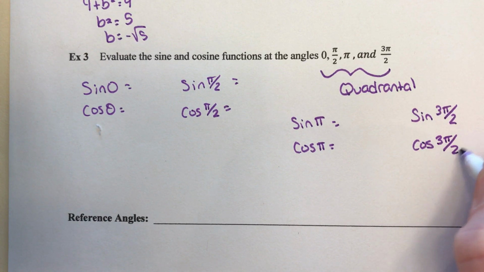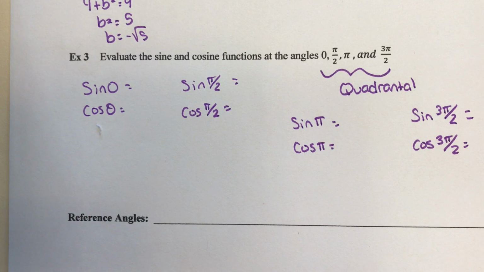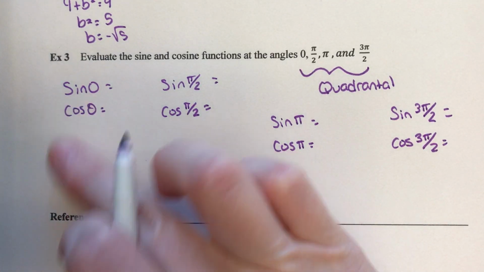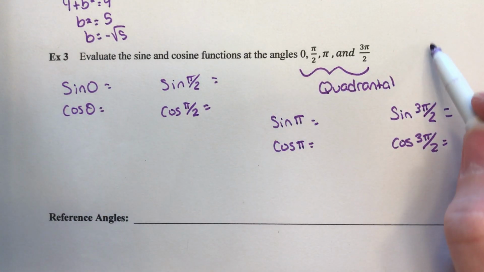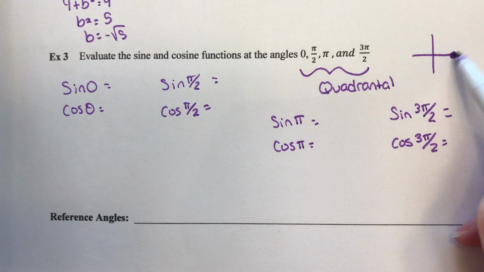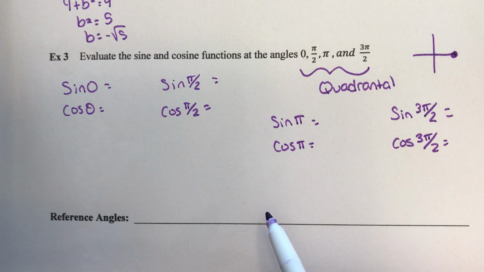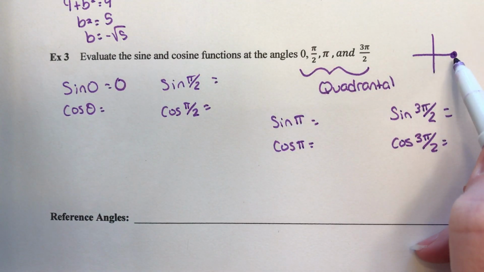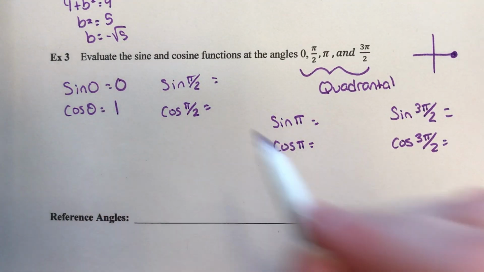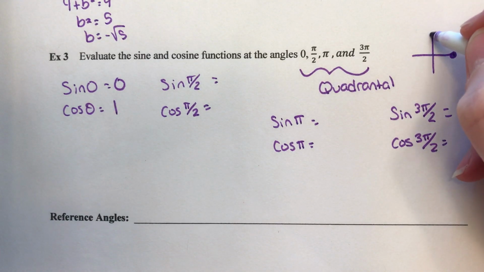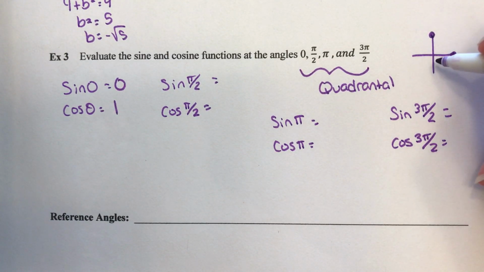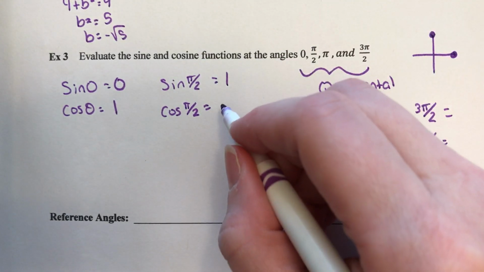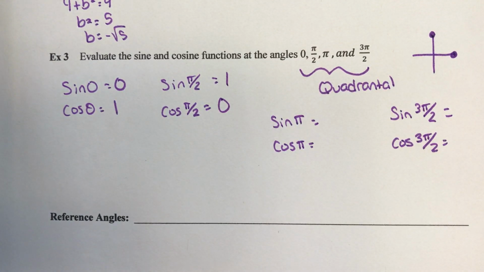If you don't remember what these are, you have your unit circle to look at. So 0 is over here. Sine is the y. So the y value at 0 is 0. The x value is cosine, that's 1. Pi over 2 is up at the top here. The y value is 1. The x value is 0.